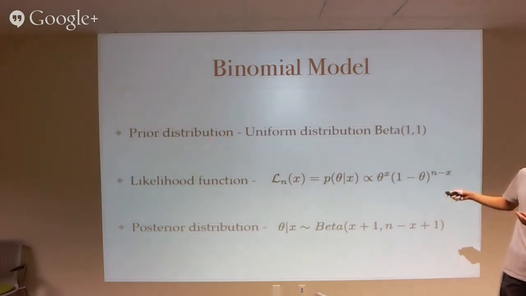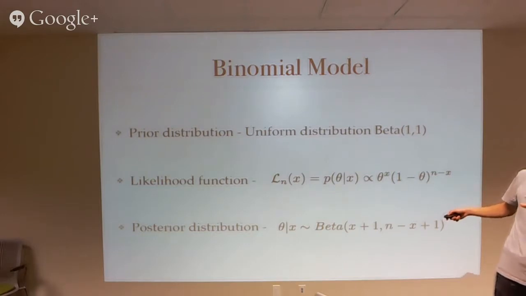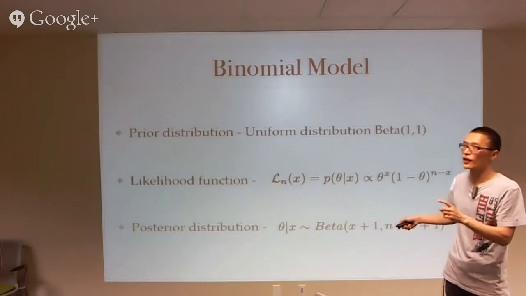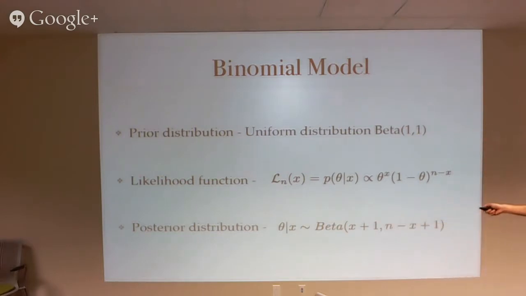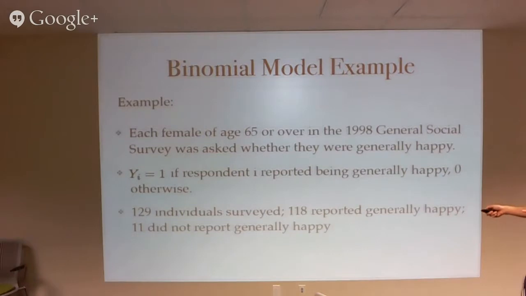And this is also a beta distribution. So if the prior distribution and the posterior distribution are the same distribution, we can call this a conjugate prior. Okay, and I will give you an example, then I will show this example in R. So how to do that?